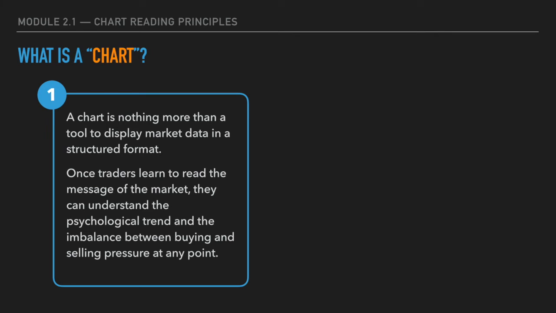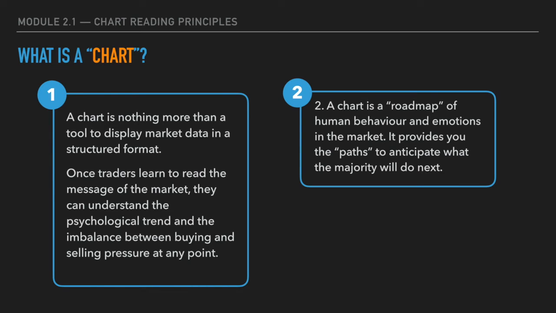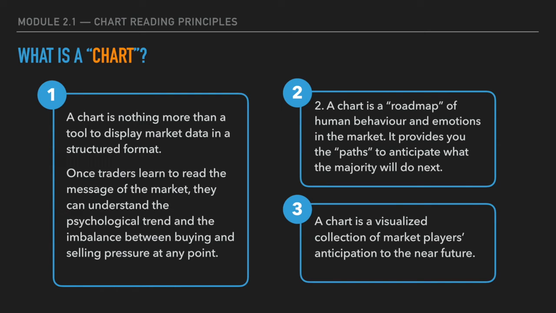Number 1, a chart is nothing more than a tool to display market data in a structured format. Once traders learn how to read the messages from the market, they can understand the psychological trend and the imbalance between buying and selling pressure at any given point. Number 2, a chart is a roadmap of human behaviors and emotions in the market. It provides you the path to anticipate what the majority will do next. Number 3, which is also my favorite, a chart is a visualized collection of market players' anticipation of the near future. It is important to understand what a chart can do for you from these 3 perspectives.